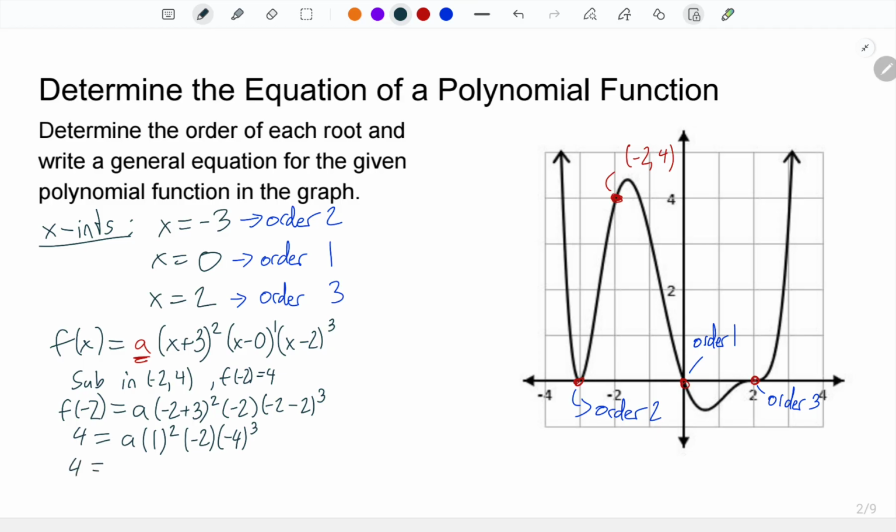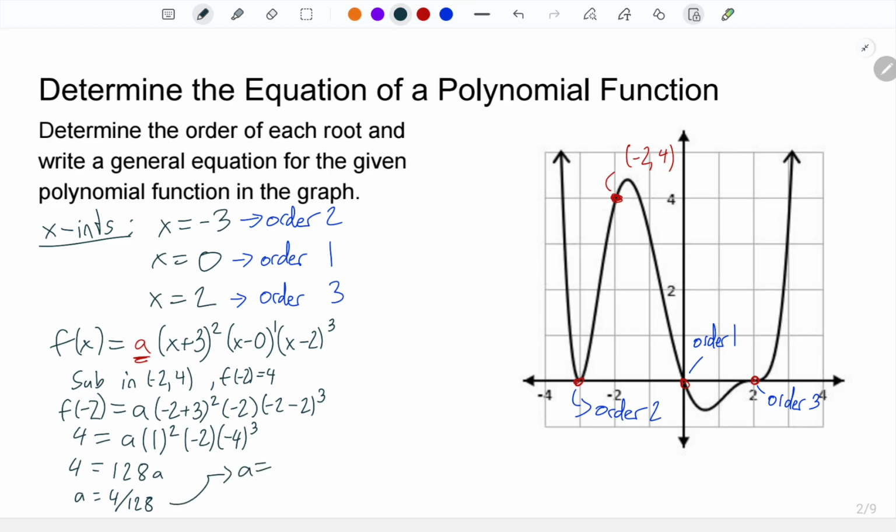So combining everything on the right, -2 times -4 cubed. So the 4 cubed will end up being something big. 64. Doubling that is 128. We have a couple negatives, so it ends up being positive, which is what we want. Because if you look at the end behavior, we're going up to positive infinity in the top right quadrant. So you need a positive lead coefficient. And solving for a, dividing the 4 by 128, we're going to have a fraction, which we can reduce. So make sure to reduce your fractions if possible.